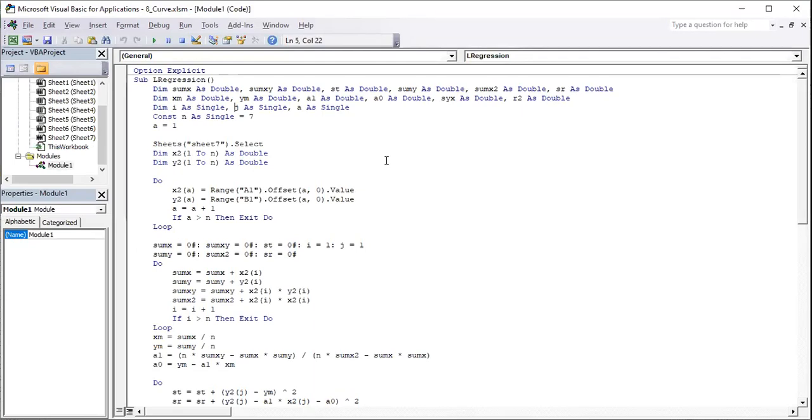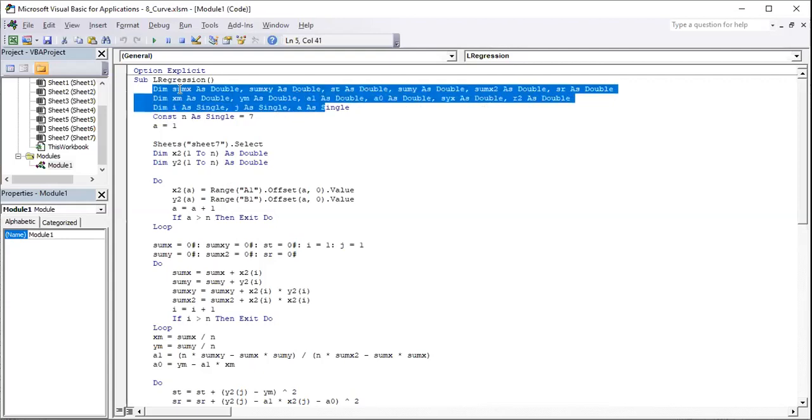So we want to be able to write a computer program that is going to do the linear regression for us, plot the line, calculate the coefficient, the slope, the intercept, and the different measures like the standard error of estimate and the correlation coefficient. So this is the computer program in Visual Basic. So this is our definition.